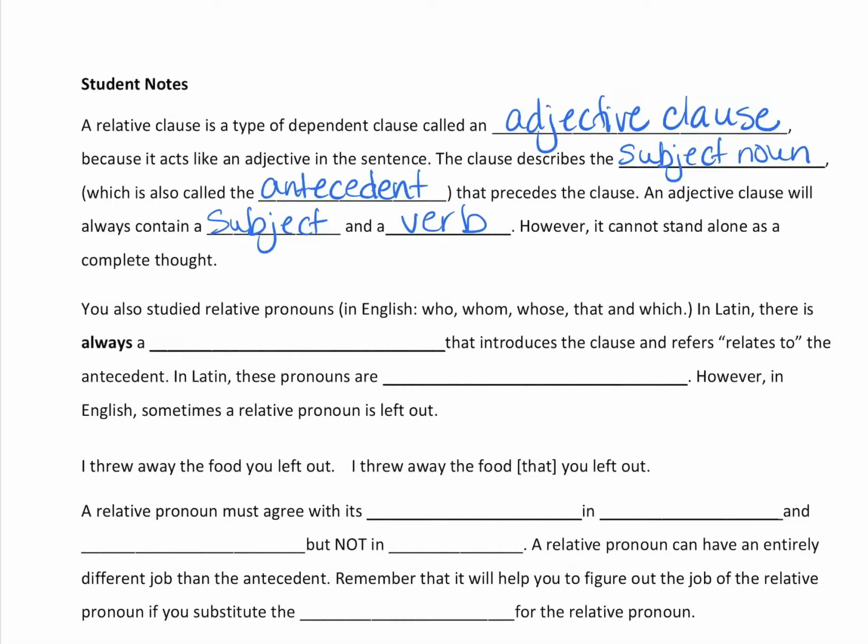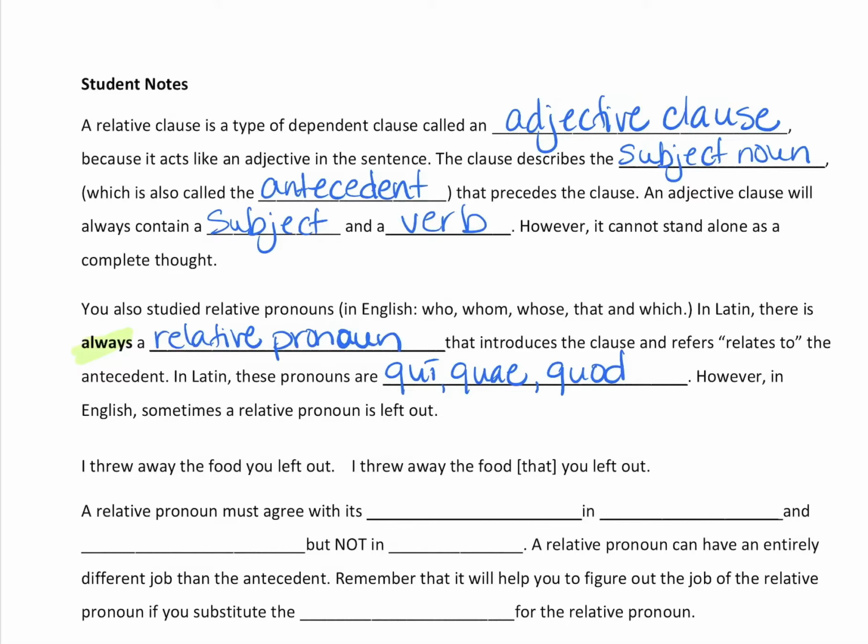So you studied relative pronouns, and in English, those are whom, whose, that, and which. In Latin, this is important to remember, there is always a relative pronoun that introduces the clause and refers or relates to the antecedent. That's why it's called a relative clause, because it relates to it, like you're related to a person like your aunt or your uncle. In Latin, these pronouns are qui, quae, quod. Did you remember that from last year? Your chart should be filled out. Qui, quae, quod.